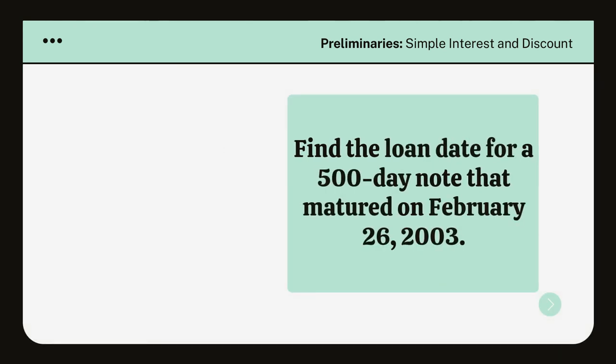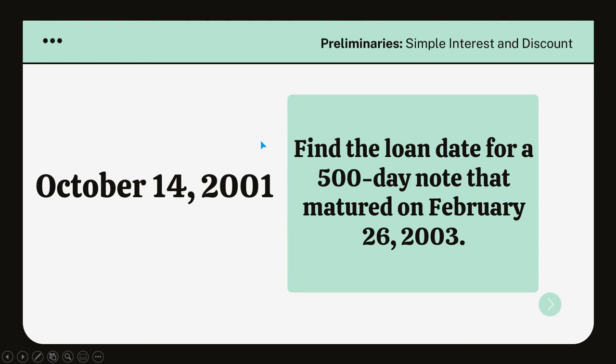Next, we're going to find the loan date for a 500-day note that matured on February 26, 2003. So the answer is October 14, 2001. Remember, ang pinag-uusapan natin dito ay loan date. Kailan mo malalaman if ikaw ay mag-a-add or magsusubtract? If we're looking for the loan date, we're looking for when you signed the loan. If we're looking for the maturity date, we're looking for when will that loan mature. So future. So, how do we get to October 14, 2001?